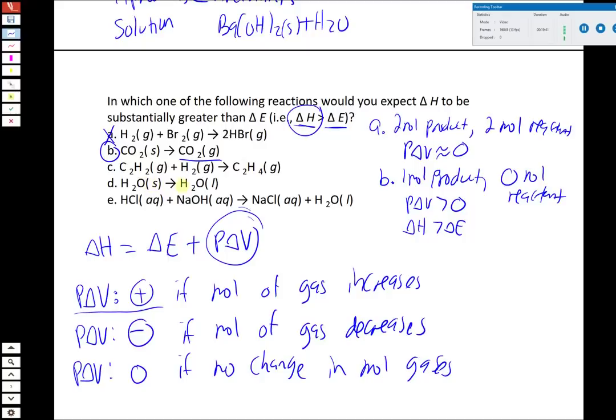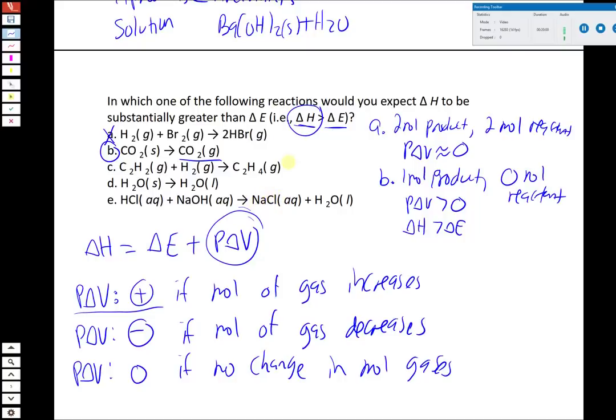In choice D, we don't have any gas at all, so we would expect, again, P delta V to be very close to 0 because we're not changing the number of moles of gas. And similarly, choice E, it's all aqueous solutions as reactants, and as products, aqueous solution and liquid. Again, no gas involved, so we expect P delta V to be very close to 0.